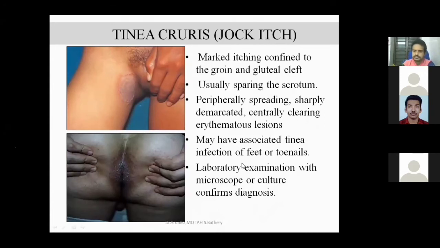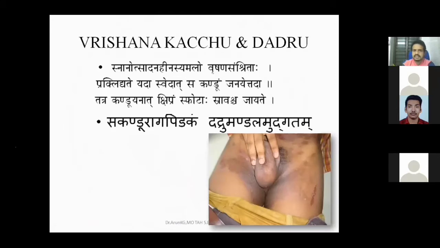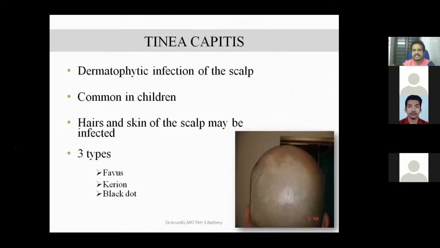Here, we can compare it to Ushnagachu and Dadru. Then Tinea capitis is there. One thing we have to keep in mind is that Tinea capitis means the dermatophytic infection of the scalp. This is not seen much in developed countries, but in developing countries these kinds of lesions are much more common. In adults, Tinea capitis is not that prevalent. Usually tinea capitis happens more in children and also in immunocompromised persons. Three kinds of tinea capitis are there: Favus, Kerion, and black dot.